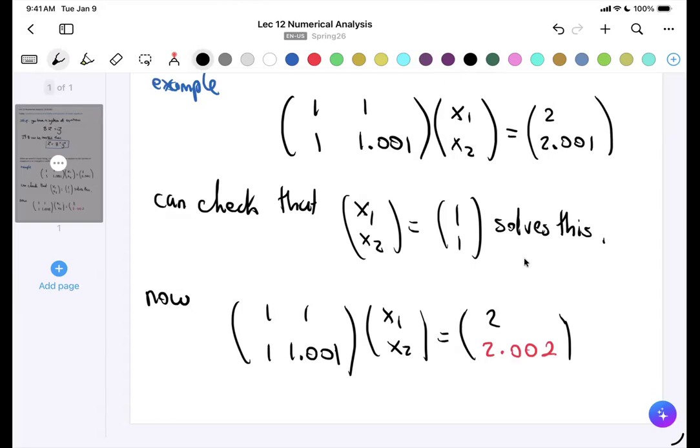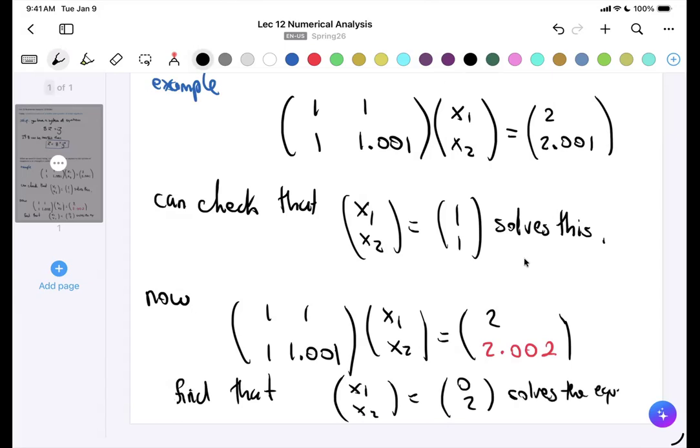Okay, so it is a very small change in one of the entries, right? I mean, it seems small to us. It seems reasonable to think that you haven't changed much, right? If you were to solve the system of equations now, again, all of this can be checked, but then you find that the vector that solves the system of equations is (0, 2).